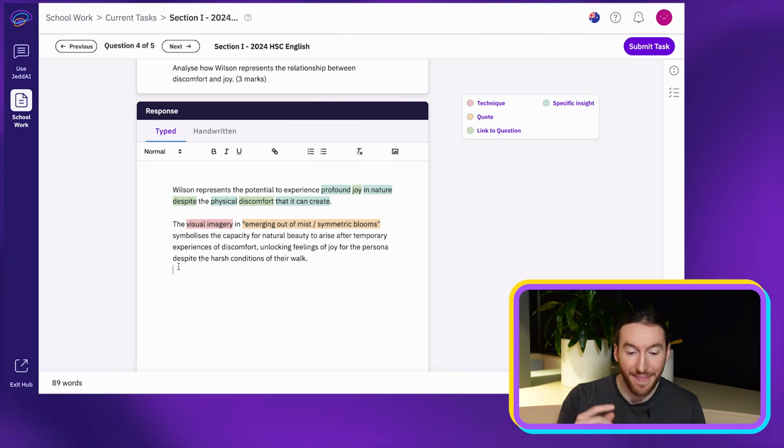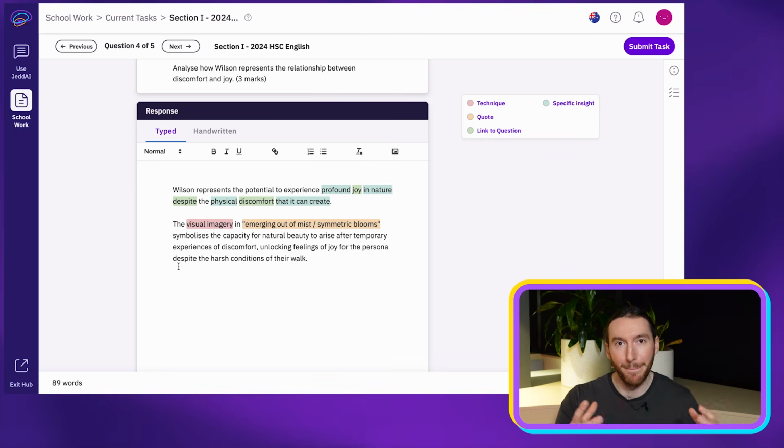There's our quote. Now that symbolizes, I've used "symbolizes" quite deliberately here because I think that mist is quite symbolic for this persona's experience more generally. It symbolizes the capacity for. Notice the language there again. I love to use those phrases, the capacity for, the potential for, the ability for, the power of. Those things all force you to say something more specific versus just listing keywords or repeating the question.